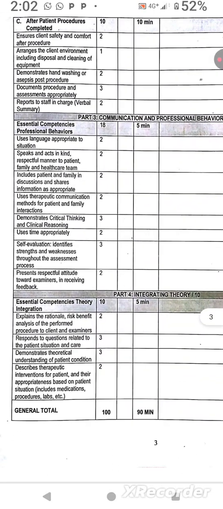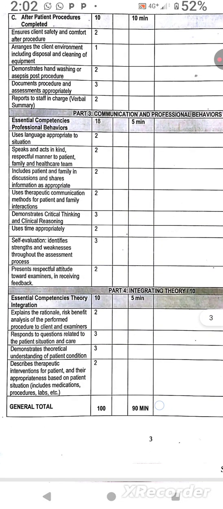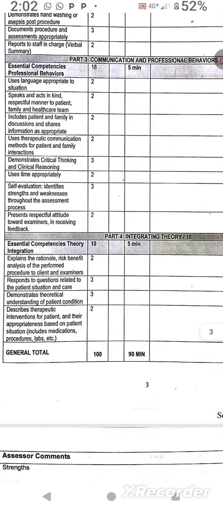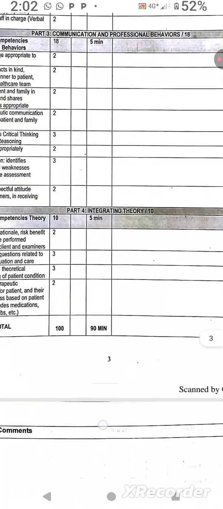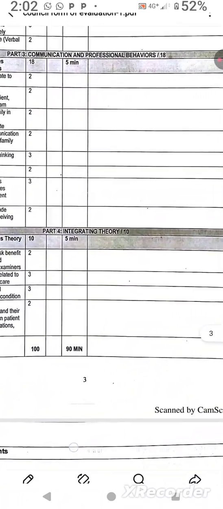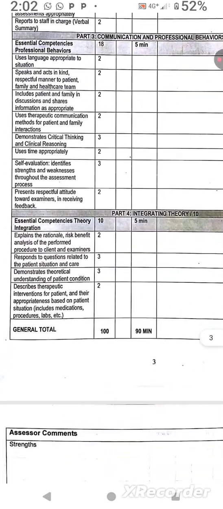Then after patient procedures are completed, out of 10 marks, it should be done in 10 minutes. Ensure client comfort after the procedure. Arrange the environment, including disposal and cleaning of equipment. Demonstrate hand washing or asepsis post-procedure. Document procedure and assessment appropriately and report to the staff in charge. The third one is communication and professional behavior, out of 18 marks, 5 minutes.